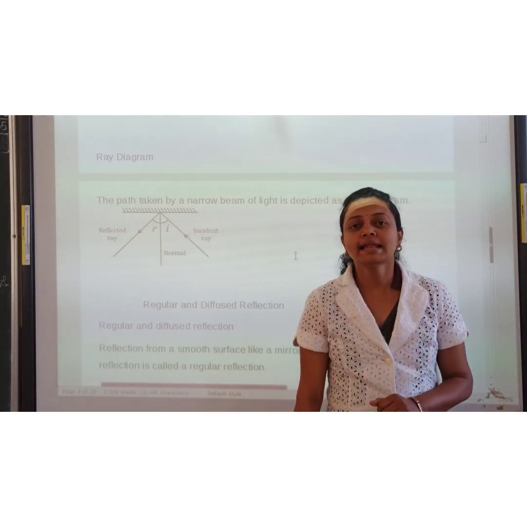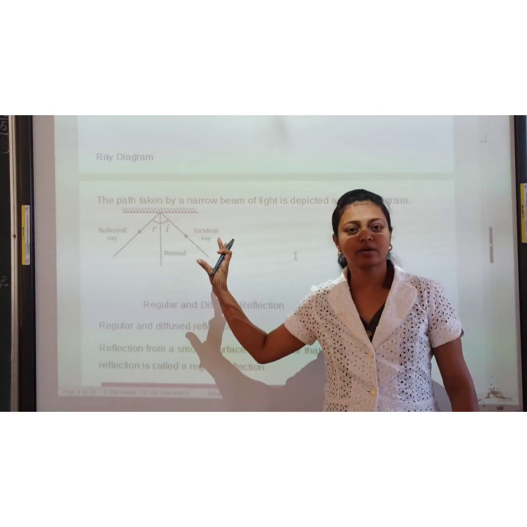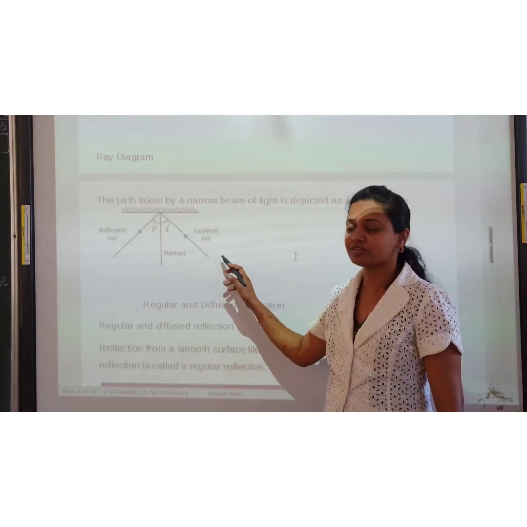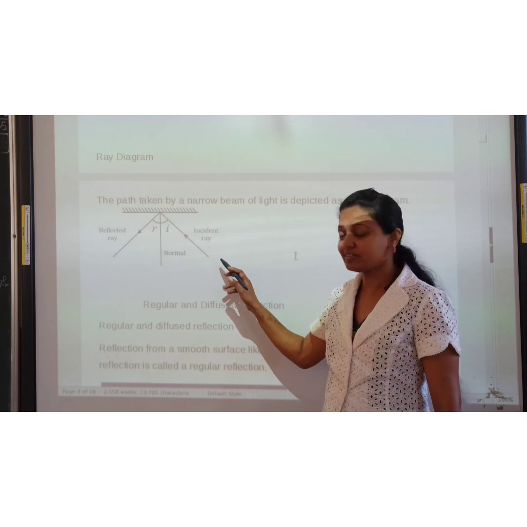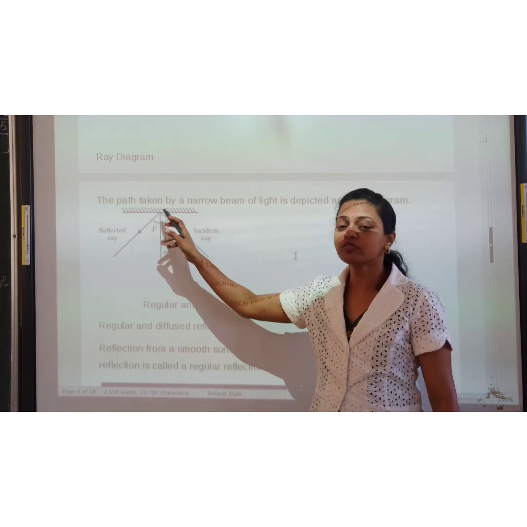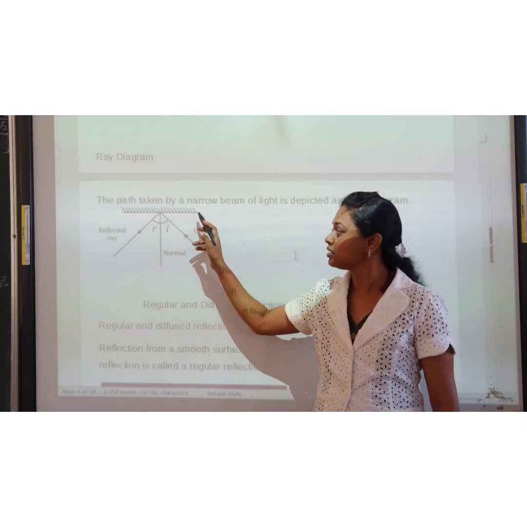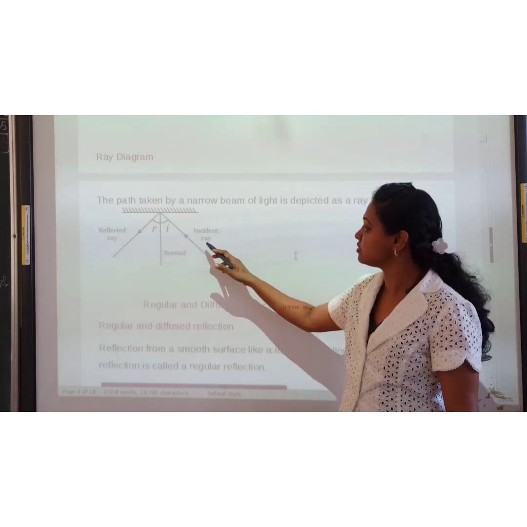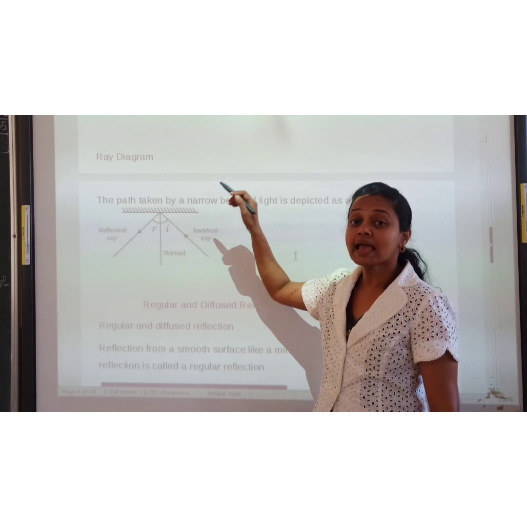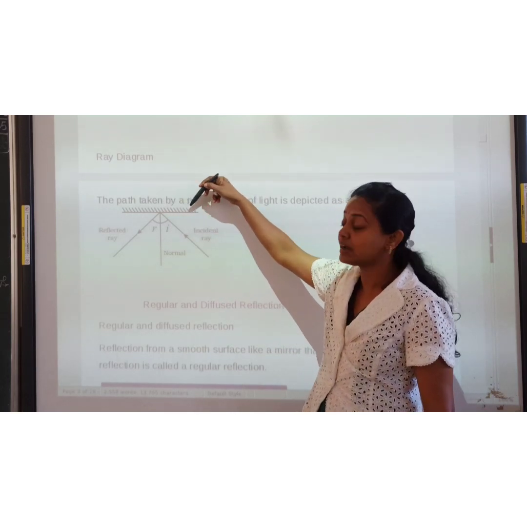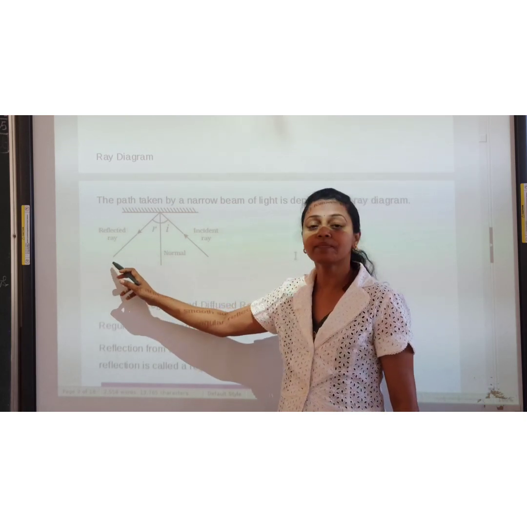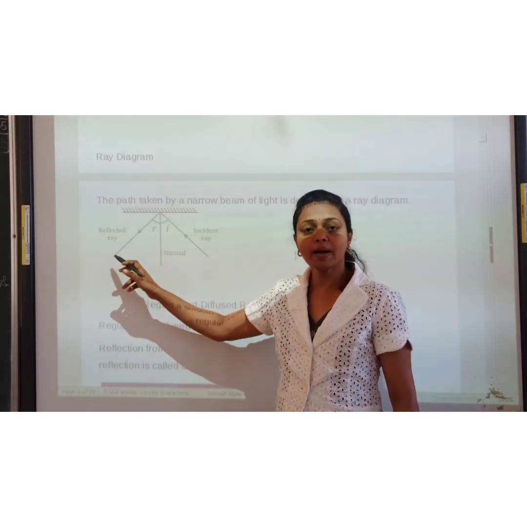So dear students, let us study the simple diagram of a ray. Here you can see the incident ray. When the incident ray falls on the smooth surface, that is the mirror, it will reflect back. Look at the arrow marks here, students. The incident ray is hitting the smooth surface, that is the mirror object, and it is being reflected backward.